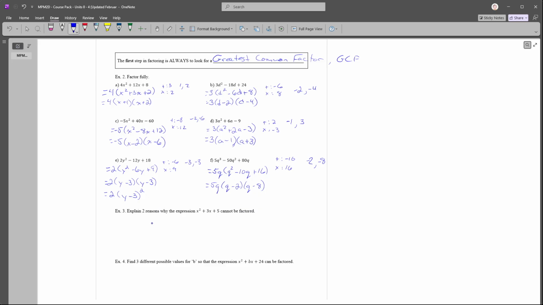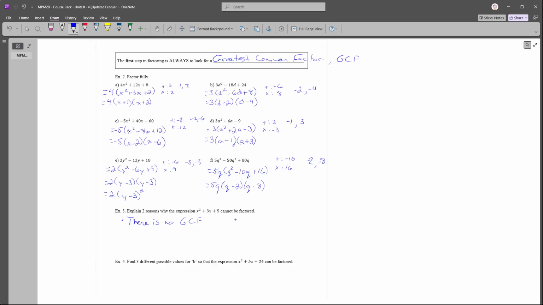Next question is more of a thinking question. Explain two reasons why the expression x squared plus 3x plus 5 cannot be factored. Well, what's the first step whenever we want to factor? Trying to find a greatest common factor. There is no greatest common factor, so that eliminates that ability. Okay, so there's one good reason. There is no GCF.